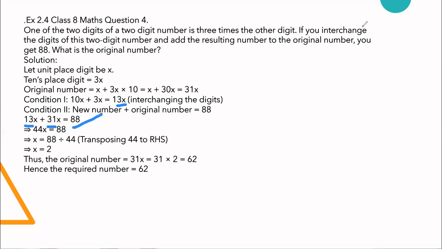Let's go forward. So now 13 plus 31 is nothing but 44x. That is equal to 88. Now let us transpose 44 towards the RHS side, which converts to division. So 88 divided by 44 is nothing but 2. Therefore, x equals 2. Do remember that we have to find out the original number. What is the original number? 31x. So 31 should be multiplied with 2. Therefore, our original number is 62.